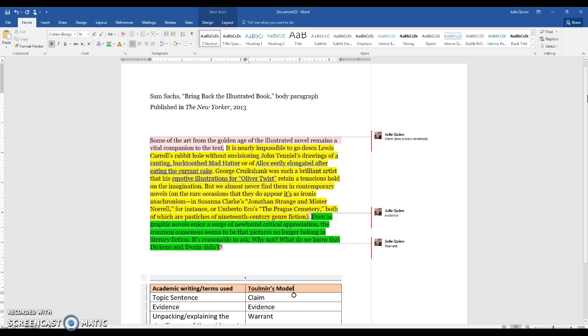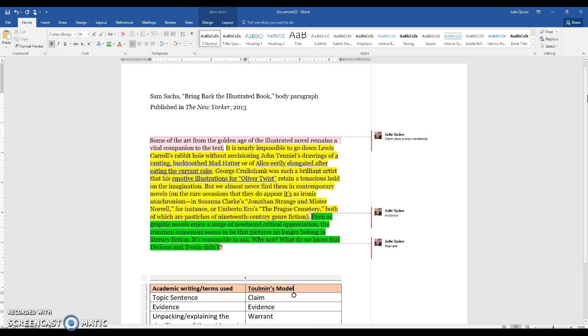So then he explains it with his evidence. So the entire section you see in yellow is evidence. He says it's nearly impossible to go down Lewis Carroll's rabbit hole without envisioning John Tenniel's drawings of a ranting buck-toothed Mad Hatter or of Alice eerily elongated after eating the currant cake. And then, of course, in that web article, you can hyperlink to see the actual images. He goes on to say, George Cruikshank was such a brilliant artist that his emotive illustrations of Oliver Twist retain a tenacious hold on the imagination.